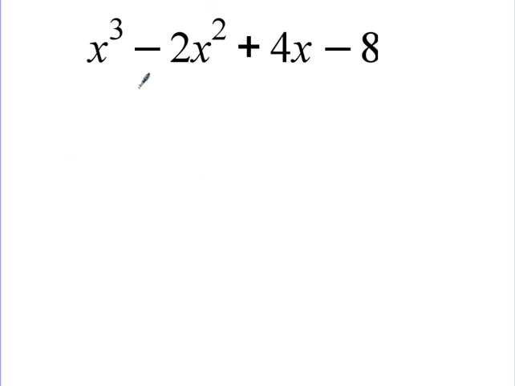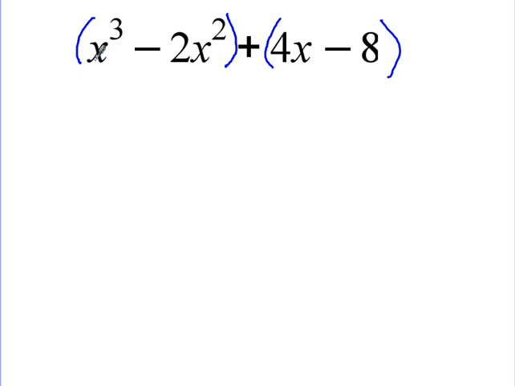So again, no greatest common factor. It doesn't have an x, so I can't factor out any kind of x. It doesn't have a 2 or any coefficient, so I can't factor out a coefficient. So if I look at grouping it, I'm going to group my two monomials on the left and my two monomials on the right.